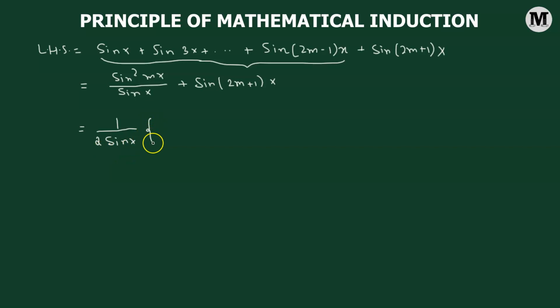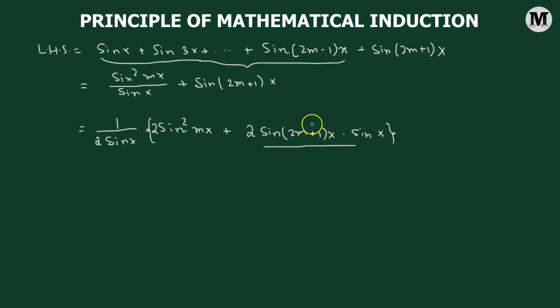Now that means we have sine squared mx. This is going to be our first term, added to, so we also have the factor 2 multiplied to it, added to 2 times sine of the angle (2m plus 1) times x multiplied to sine of the angle x.